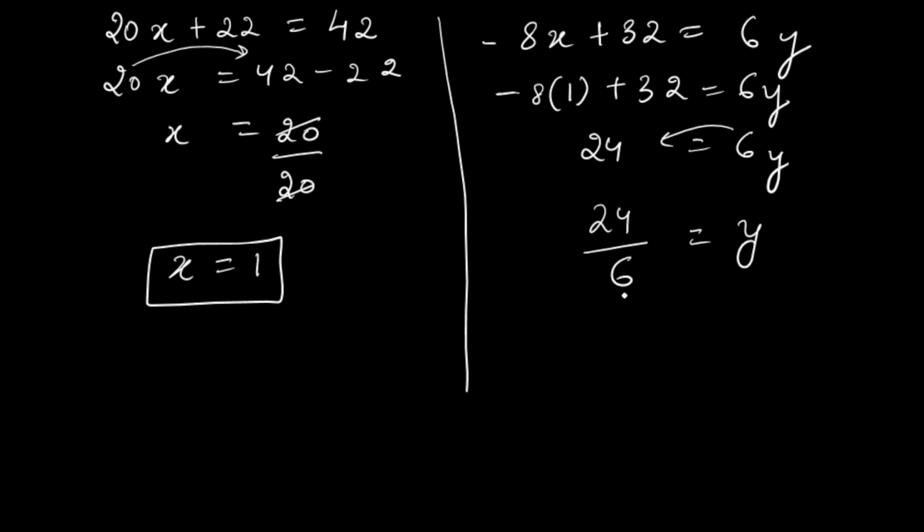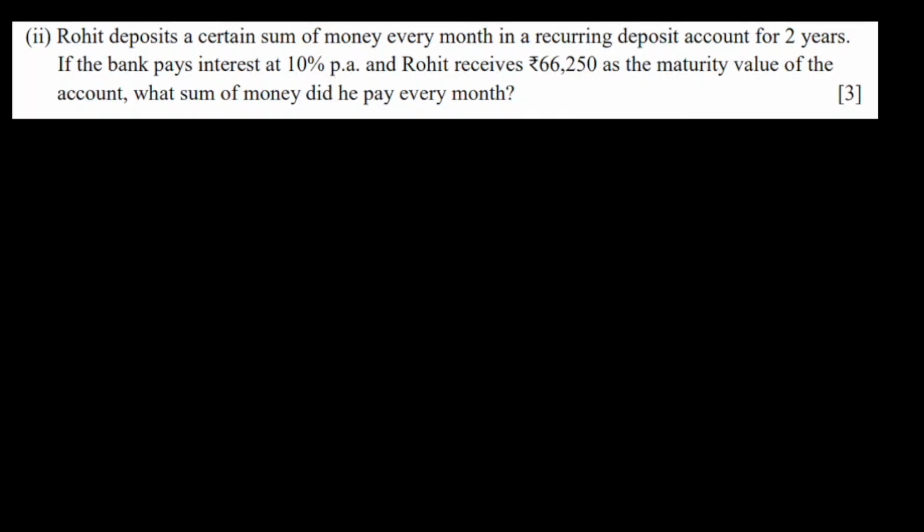So 24 by 6 is equal to 4. So y's value is equal to 4. So that is the correct answer. x is equal to 1 and y is equal to 4. So we found the value of x and y. Let's do the next question now.